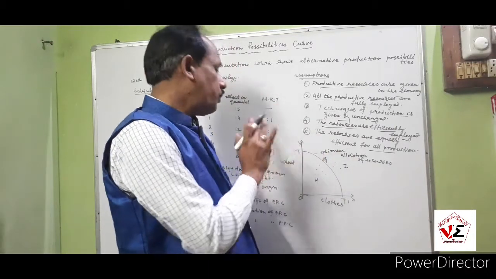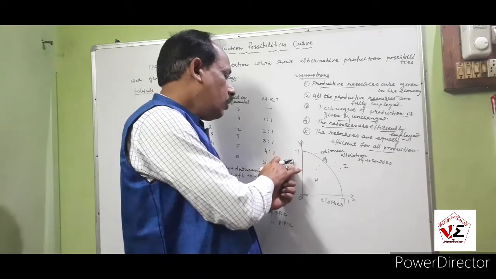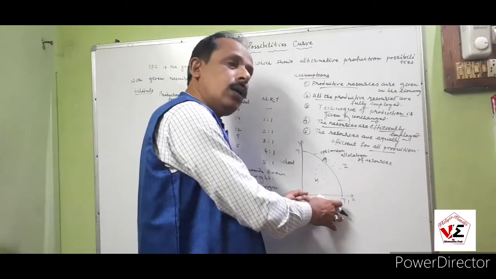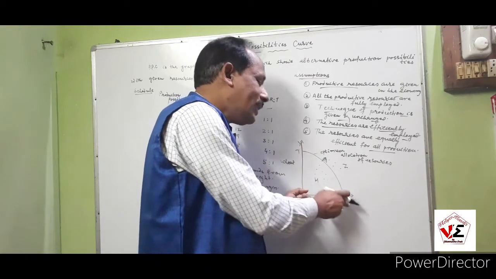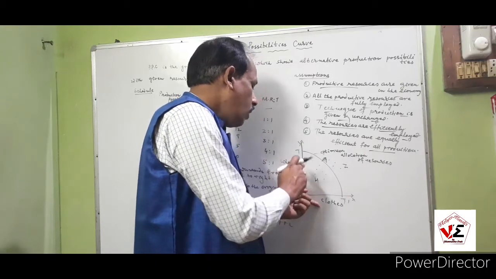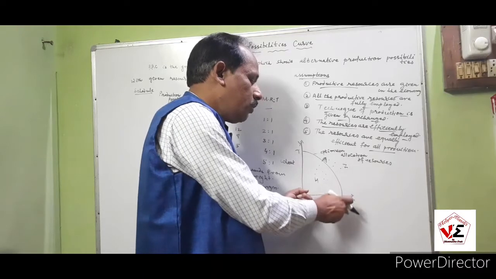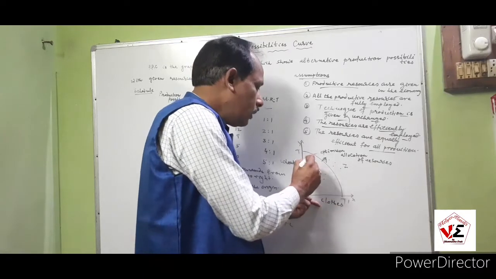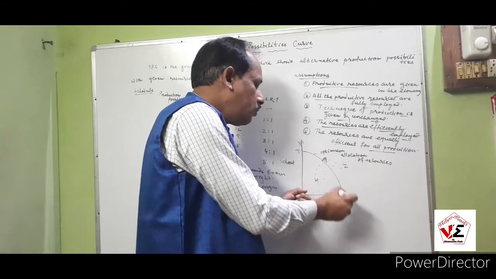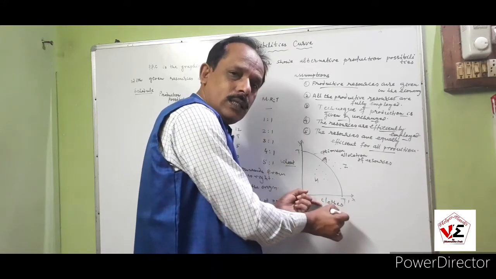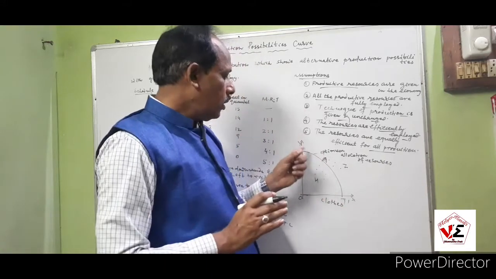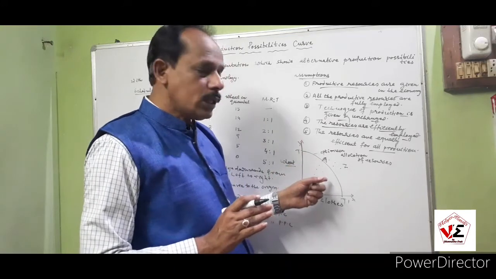What are we using to produce two commodities? We are taking wheat on the y-axis and clothes on the x-axis. While we are moving from T to T dash, the production of wheat will decrease and the production of clothes will increase. So the curve becomes concave to the origin.